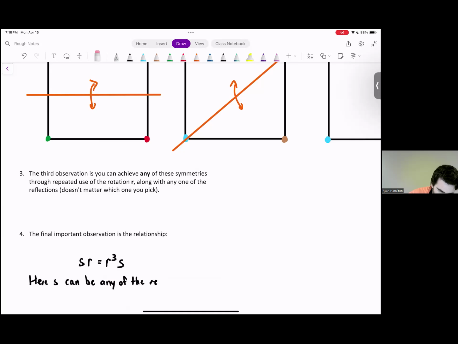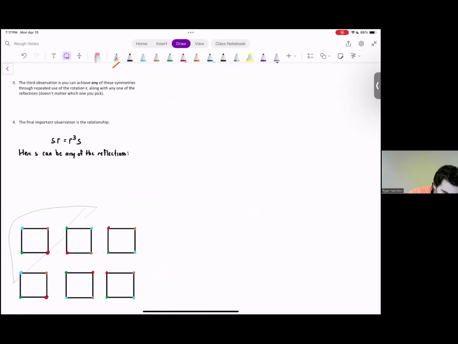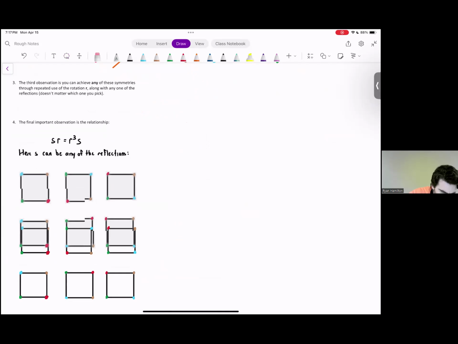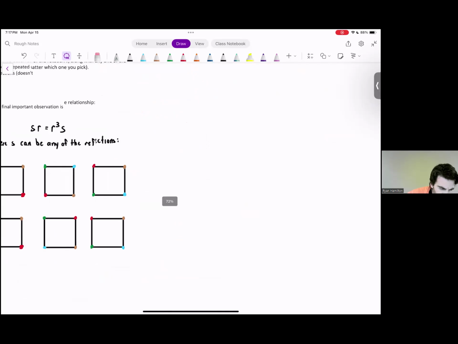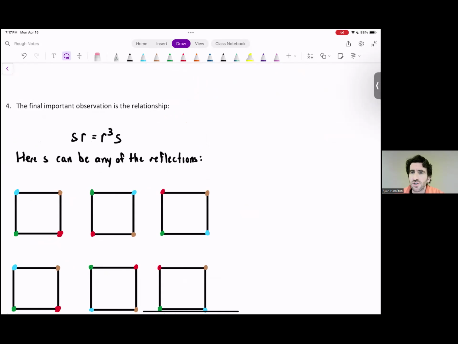Well, that's not how you spell reflection. REF. So any of the reflections. And so I'm going to do it with, let's pull this block up. The reflection that we get just along the horizontal. So here S is that one. Okay, so what is this saying?